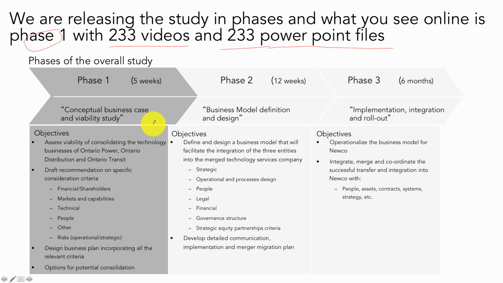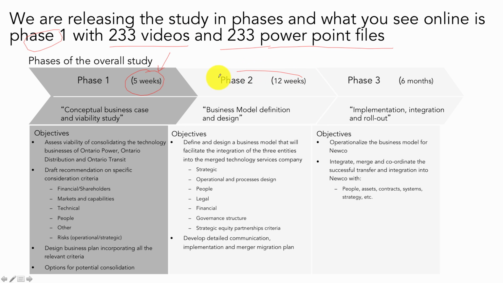But the reality is that most times the board and CEO needs to make a snap decision, and a lot is at stake. And they'll call in the consultants to do a very high impact intervention, which sits between 5 to 8 weeks. I've made this a 5-week study to show you how much and how rigorous the analysis can be and how accurate it can be in a 5-week study. So the 233 videos are just for these 5 weeks.